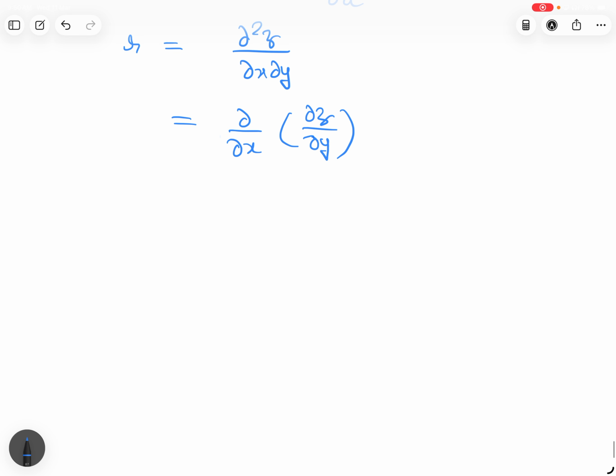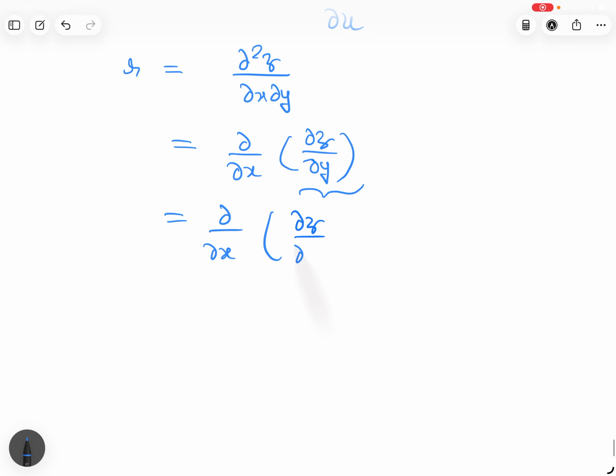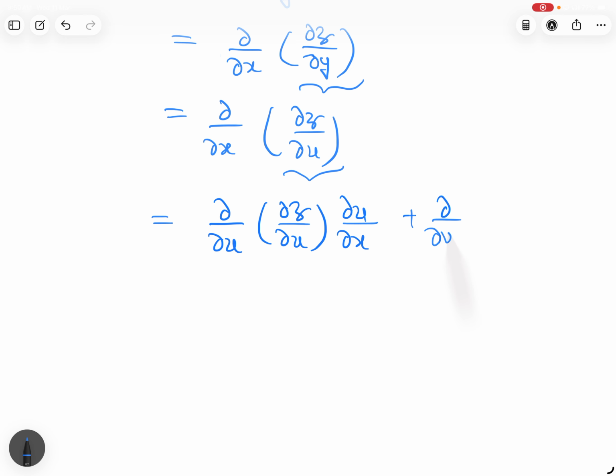Okay. So put the value of del Z upon del Y. What is this value? Just we have calculated. Del Z upon del U is this value. Now we will consider this as one quantity and take its partial derivative with respect to x. We have to write the formula for it: del Z upon del U, del U upon del X plus del upon del V, del Z upon del U, del V upon del X.